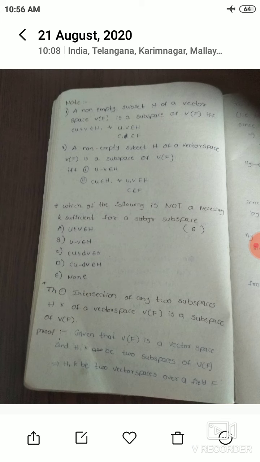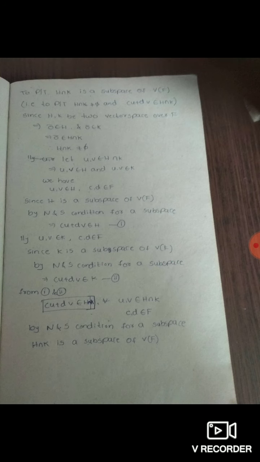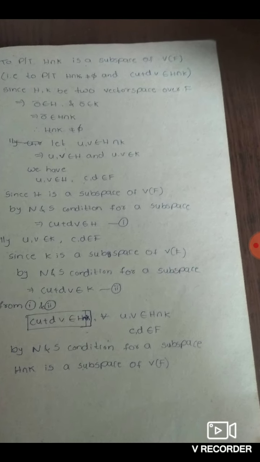Next, the intersection of two subspaces of a vector space is a subspace. First, we take two subspaces H and K. We have to show that H intersection K is a subspace of V(F). Let H, K be two subspaces over F. Then H is a vector space, so 0 belongs to H, and K is a vector space, so 0 belongs to K. Then 0 belongs to H and 0 belongs to K, that is, 0 belongs to H intersection K. Therefore, H intersection K is non-empty.